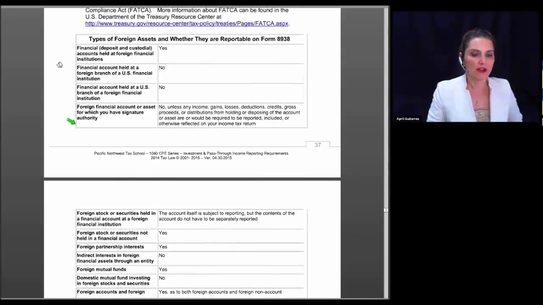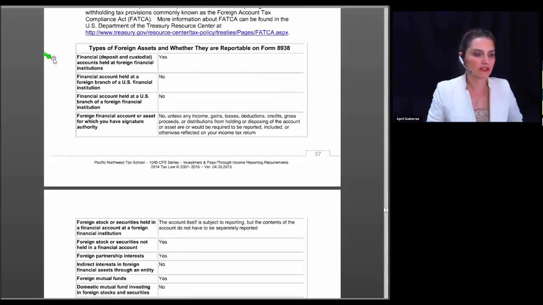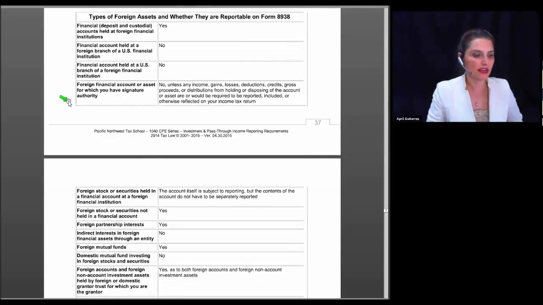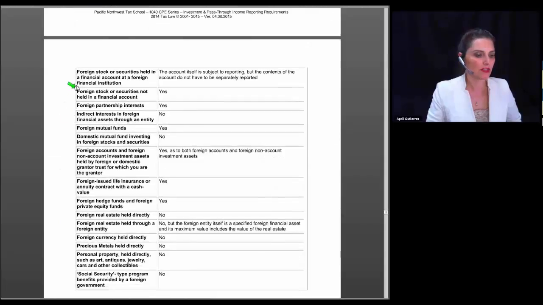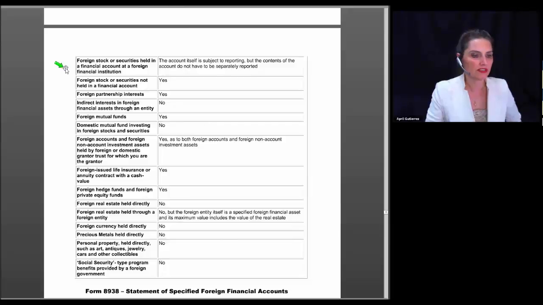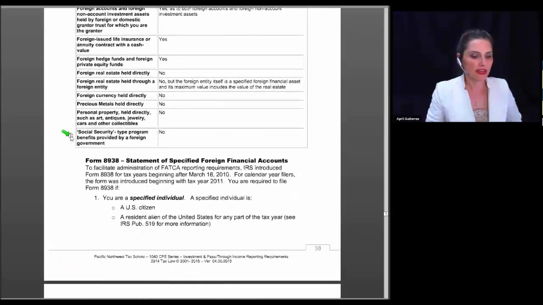So what types of assets are includable on Form 8938? We've got a list of things here, and either yes or no next to each. Firstly, financial deposits and custodial accounts, they need to be reported. Financial account held at a foreign branch of a U.S. financial institution, no, but yes on FBAR. Financial account held at a U.S. branch of a foreign financial institution, no. Foreign financial account or asset for which you have signature authority, no. Then we move on to foreign stock or securities held in a financial account at a foreign institution. The account itself is subject to reporting, but the individual contents do not have to be separately reported. So we go on and it lists all of the things that fall under the filing requirements for FATCA. Some things are reportable under FATCA that are not reportable under FBAR, and some things are reportable under FBAR that are not reported under FATCA. So it can be confusing, but for the most part, they're very similar.